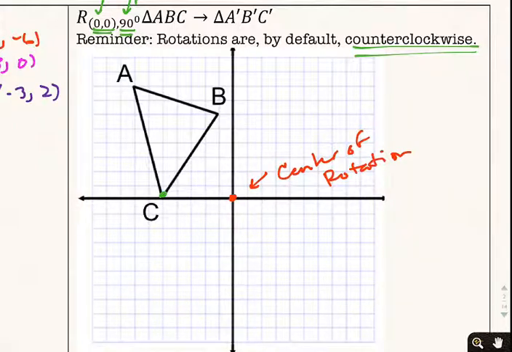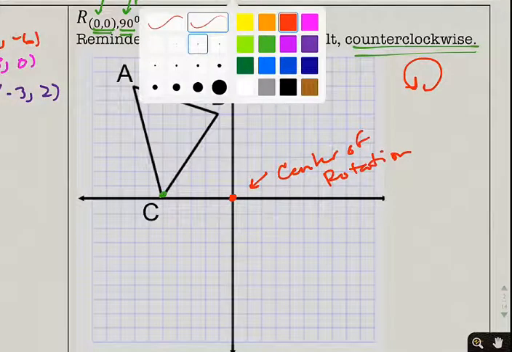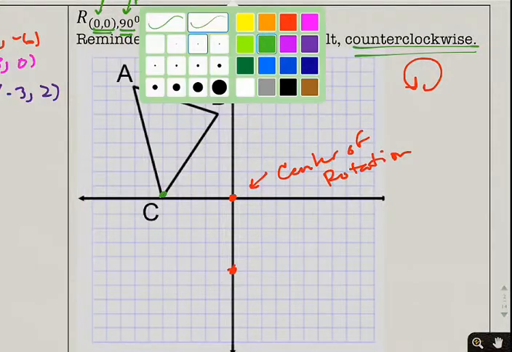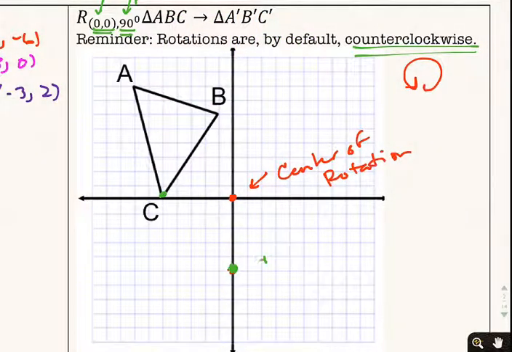So what I need to do is actually move C 90 degrees counterclockwise. Counterclockwise is, of course, like that. So I propose that C actually moves 3, 4, 5. C actually moves right here. That's going to be, and I'll put that back in green, my new C prime.